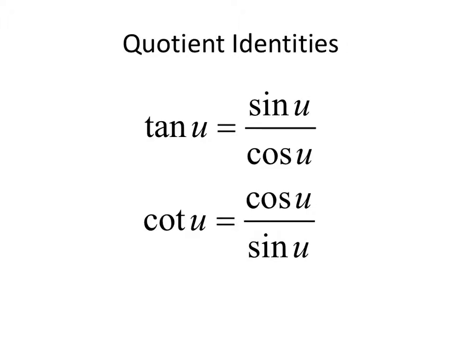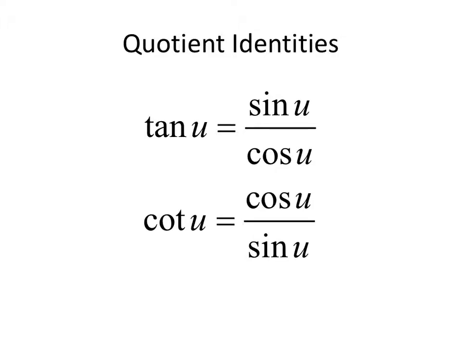We also have quotient identities. When we use the unit circle, we define sine to be y and cosine to be x. Tangent was y over x. When we used right triangles, we said sine was opposite over hypotenuse, cosine was adjacent over hypotenuse, and tangent opposite over adjacent. So in everything we've done, the tangent of u is always sine of u over cosine of u. And since we have a reciprocal for cotangent, cotangent of u is cosine of u over sine of u.